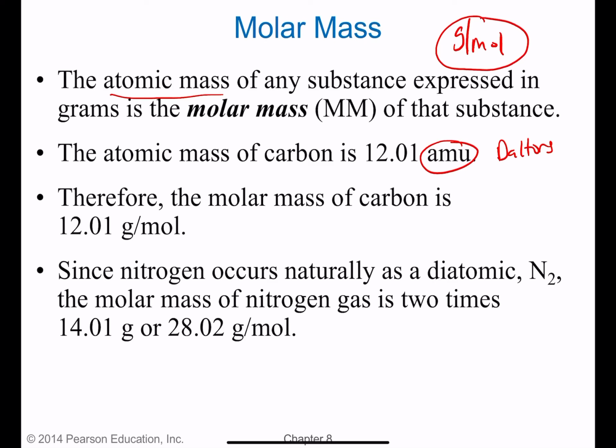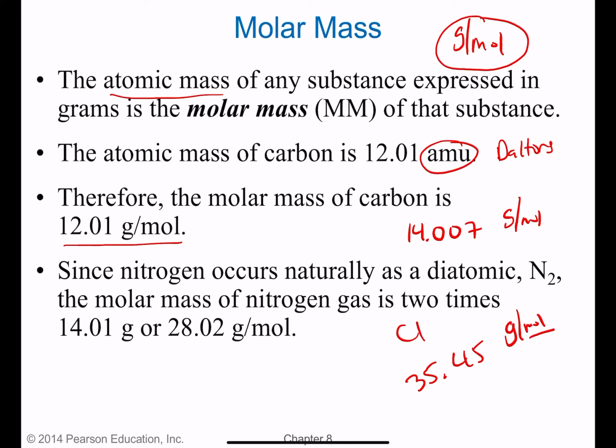But the molar mass of carbon is 12 grams per mole, and the molar mass of any substance on the periodic table is that decimal number that you see. So for example, nitrogen on ptable.com says 14.007 grams per mole. And fluorine, or actually I'll do chlorine as an example. Chlorine is 35.45 grams per mole. That's saying that if you had 1 mole of chlorine, it would weigh 35.45 grams.